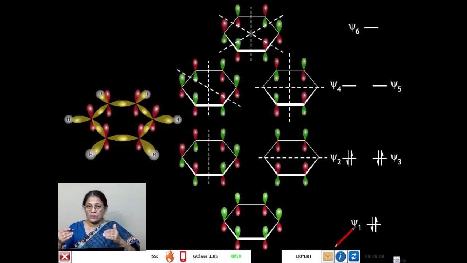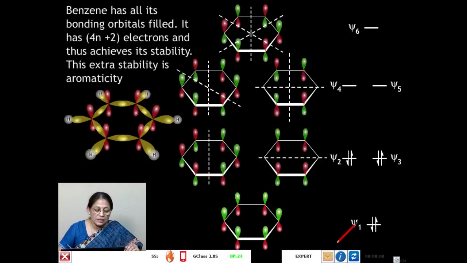Because these lower energy orbitals are completely filled, that gives a special stability to benzene, which we call aromaticity. This stability is just like that of inert gases, which have completely filled shells. So, the special stability of benzene is due to the presence of 4n plus 2 electrons, and this is an extra stability, we call it aromaticity.